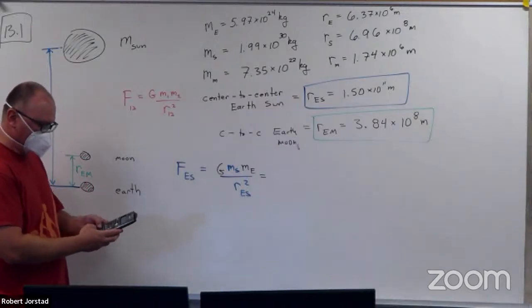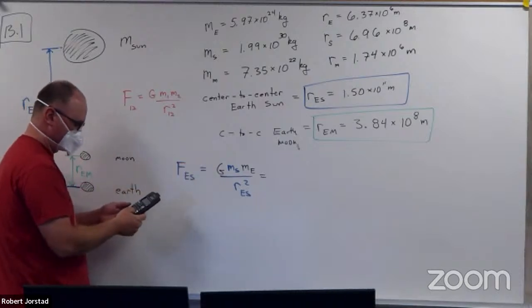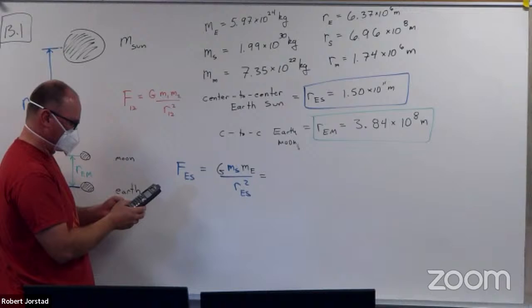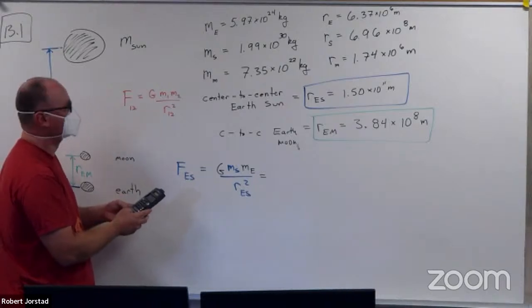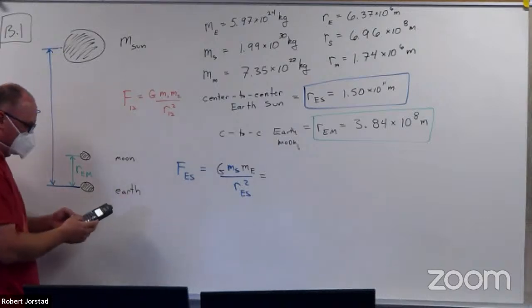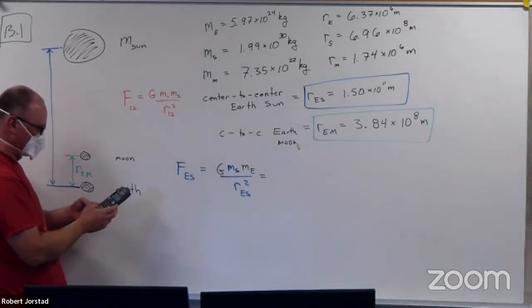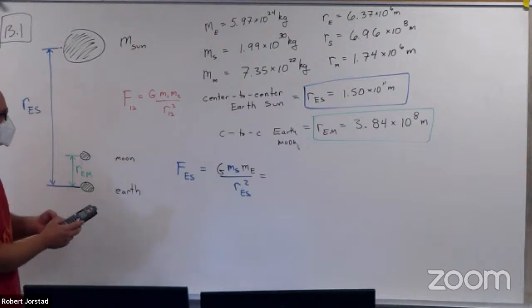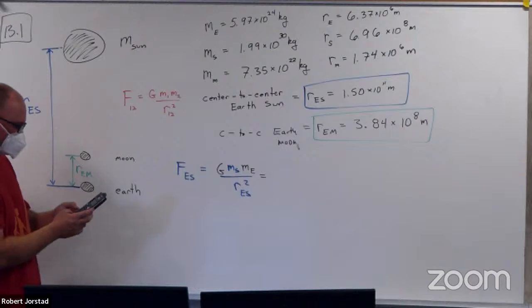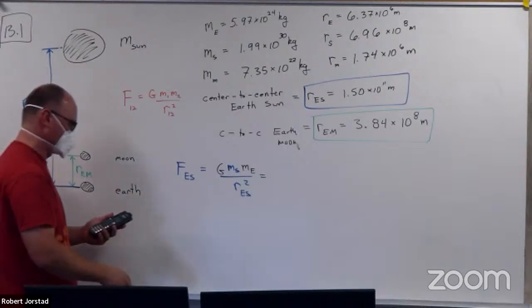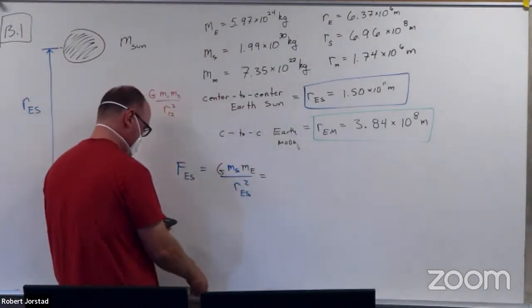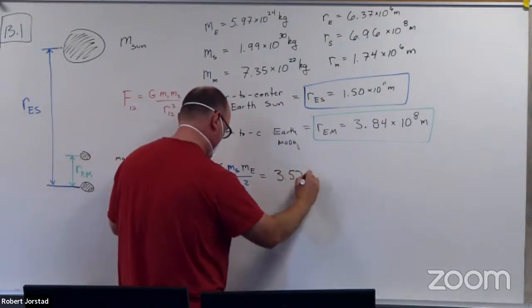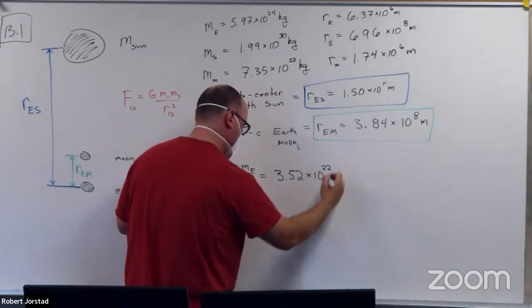6.67 EE negative 11 times the mass of the sun, 1.99 EE 30. If we use that EE button, it's less onerous. Times the mass of the Earth, 5.97 EE 24. And then divide by, I'm going to put parens around it so I don't screw it up, 1.50 EE 11 squared. Okay, what did you guys get? Is that what you got?